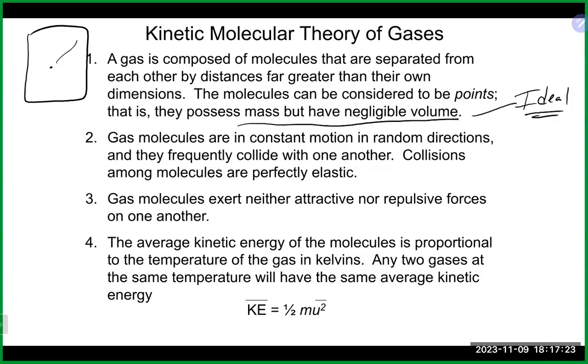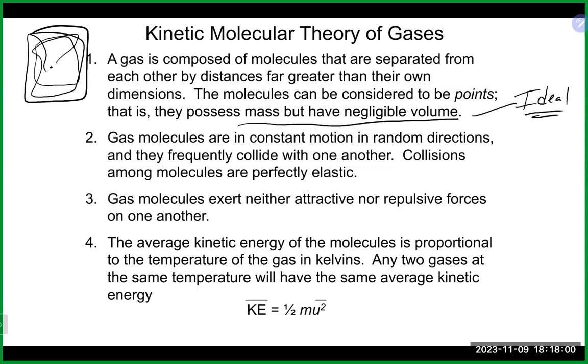We assume in an ideal situation it's flying around and filling the container uniformly, so the whole container is its volume rather than the addition of the volume of the gas itself. We'll talk about it in just a bit, but under non-ideal situations, you can't do that. The volume of the gas itself is important relative to the volume of the container that it's in. A gas molecule is in constant random motion, and collisions are perfectly elastic. That's the idea that they just bounce off each other, not going to stick to each other.